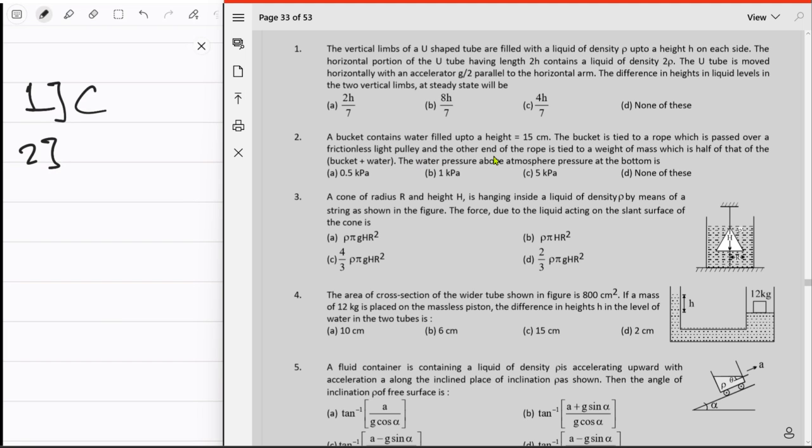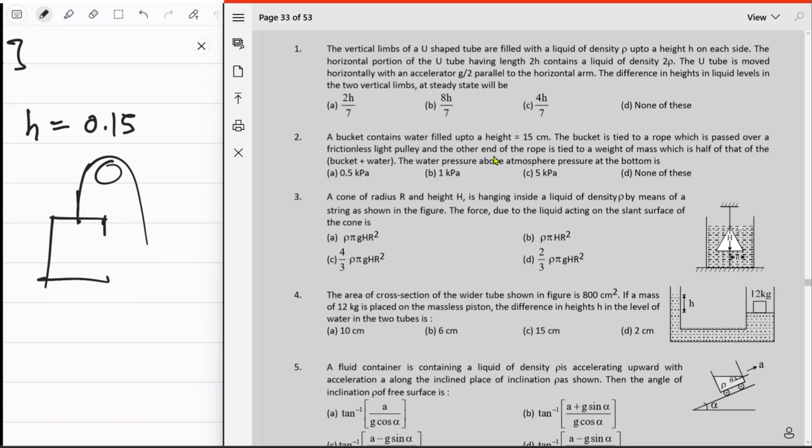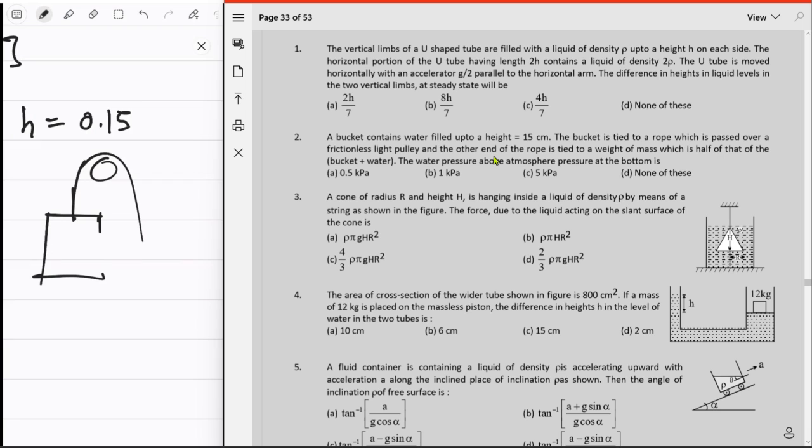Okay, bucket contains water filled up to a height, so height is 0.15 meters. The bucket is tied to a rope which is passed over a frictionless light pulley. So this is the bucket. On the other end of the rope is tied a weight of mass which is half of that of the bucket plus water system. Okay, understood. Well, we don't know what the mass is though. Just say this thing is m, this will be 2m, right?